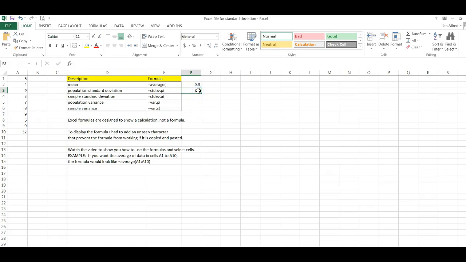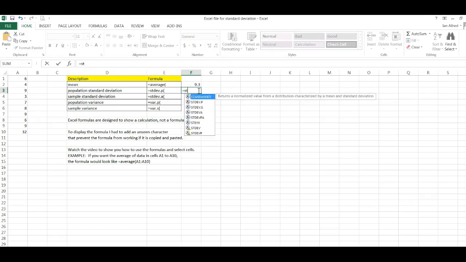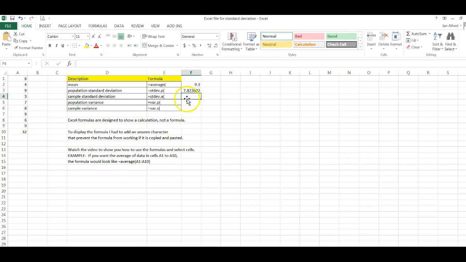Now, just to stick with the question here, the population standard deviation equals stdev.p, open parentheses. Now it knows it's going to calculate something. Highlight the same thing, equals. That population standard deviation is about 7.82. There's formulas here for the sample standard deviation and sample variance. That will vary by problem. Usually you wouldn't do both.